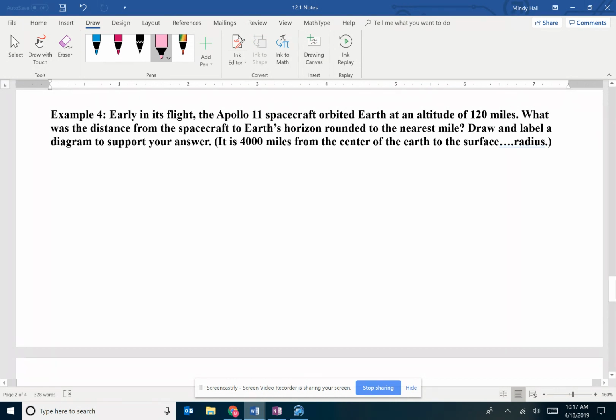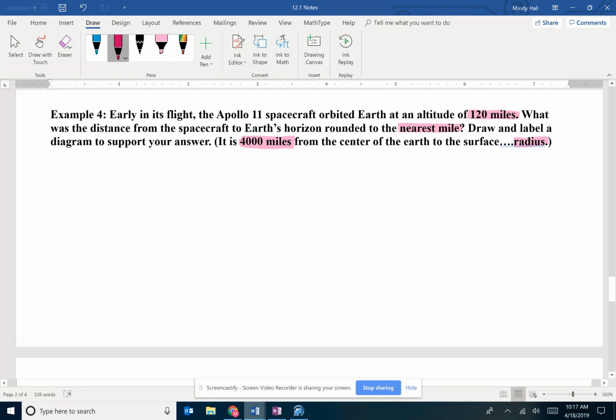So early in its flight, the Apollo 11 spacecraft orbited Earth at an altitude of 120 miles. What is the distance from the spacecraft to the Earth's horizon rounded to the nearest mile? Draw and label a diagram to support your answer. And just FYI, it is 4,000 miles from the center of the Earth to the surface, which is our radius.